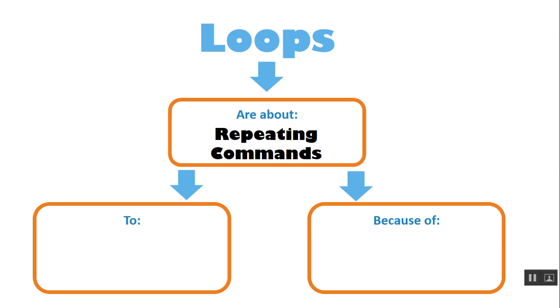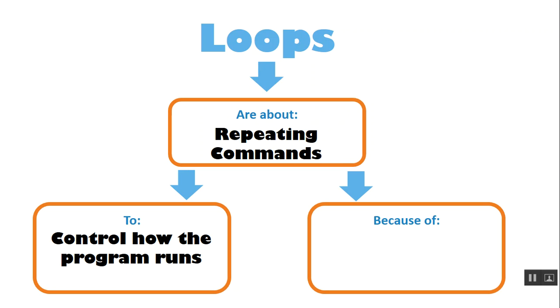Just like all of the other tools of programming, different loops are used in different situations. In a repeat forever loop, obviously we're repeating something as long as our code is running. It's not really asking any kind of conditional question. The other types of loops eventually will stop based on certain conditions. In general, loops are about repeating commands, and we're doing this to control how the program runs. That's the general theme of most of our tools of programming.